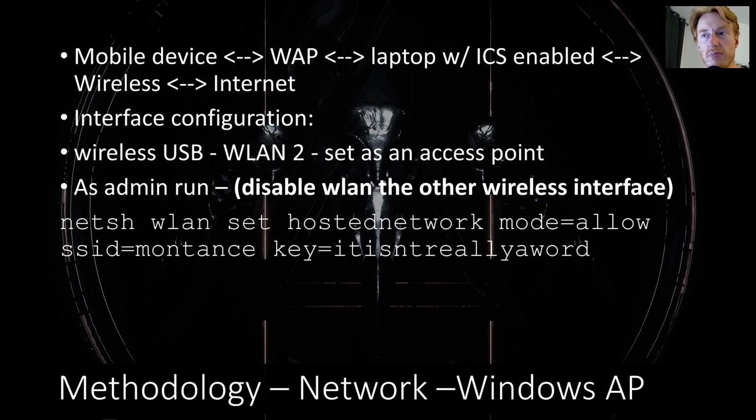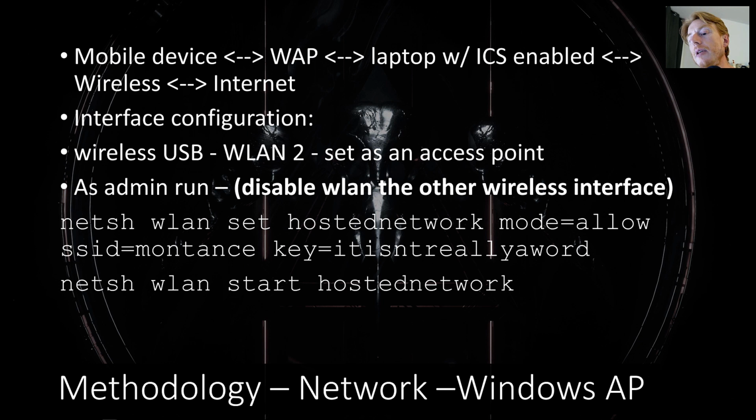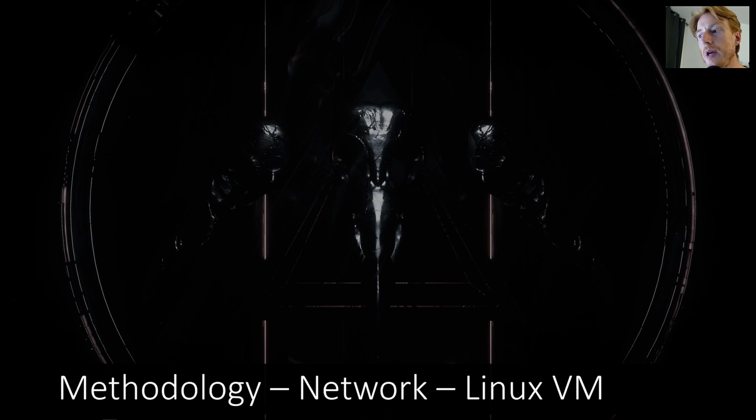You set it to whatever you want. Don't use this. So the next command is netsh wlan start hostednetwork. And actually type hostednetwork, not Montans there. Okay, that actually establishes your access point on Windows.